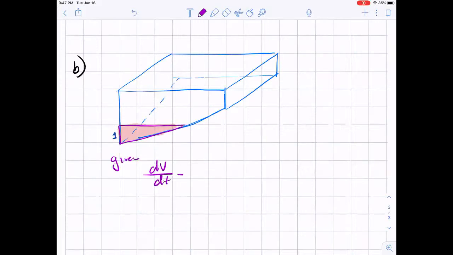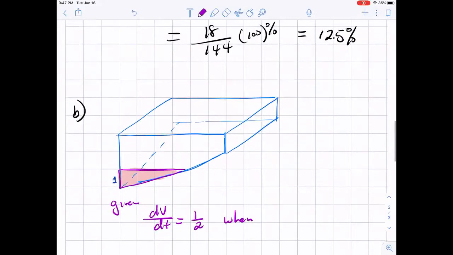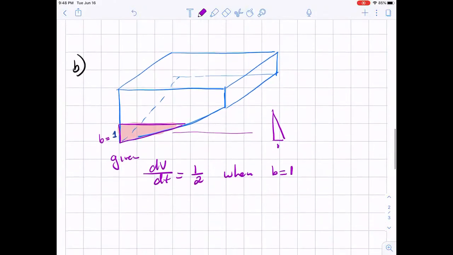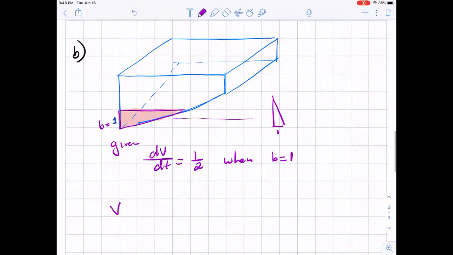dV/dt is equal to 1/2 when, okay, if you look at this triangle from a sideway, this is sort of the height or the base of the triangle, okay? When b is equal to 1, okay? If you take this triangle out and you draw it this way, this is 1, okay? And the height, we know, was, in the previous problem was 6, but we don't need that here right now. So now V, let's look at the volume of this shape.